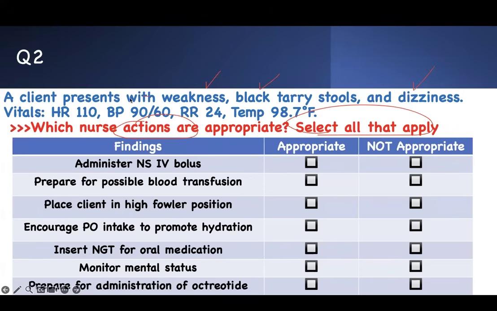His blood pressure is 90/60, heart rate 110, respiratory rate 24, temperature normal. What would you do? Weakness, black tarry stool, and dizziness. Then hypotension, tachycardia, all consistent with what? Shock. This patient is bleeding and is in shock. What would you do? Don't overthink it.